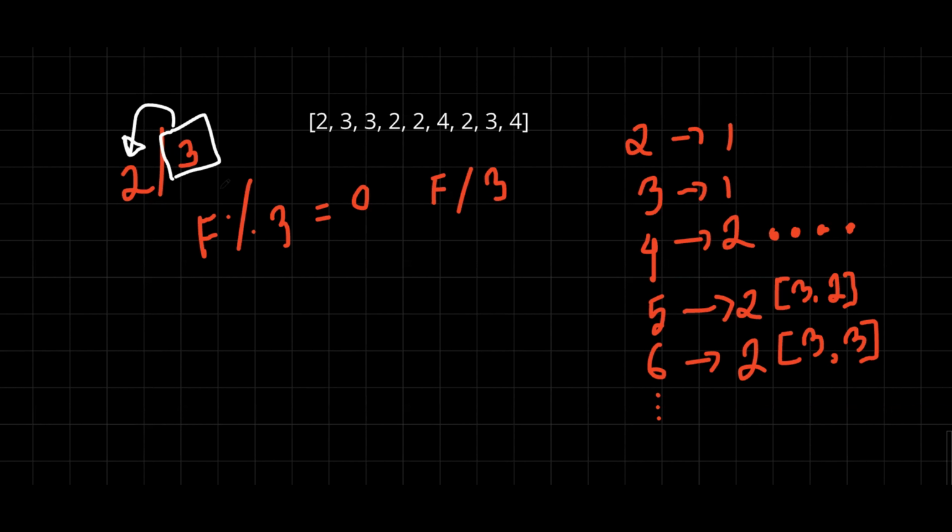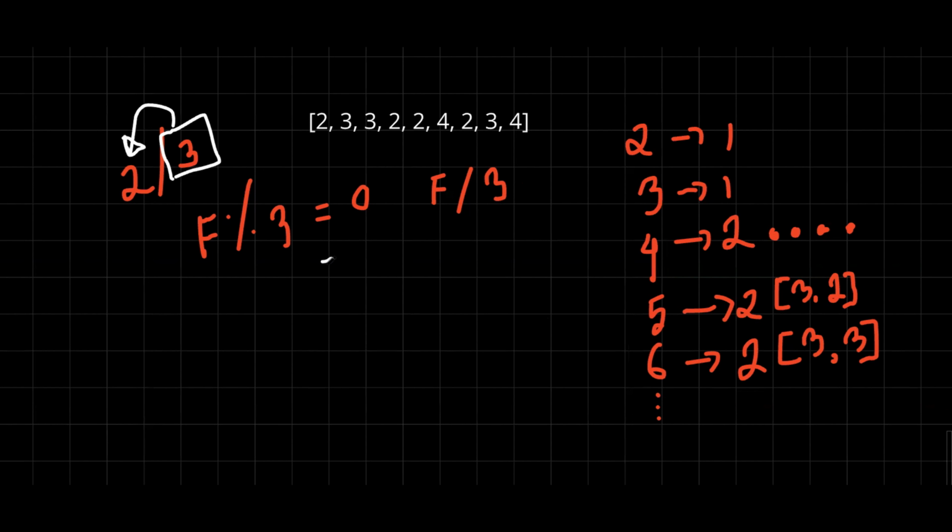So that's why we are performing the modulus operation with the frequency and 3. And if the frequency is strictly divisible by 3, suppose in this case, which is 6, here we have to divide the frequency by 3. So here 6 divided by 3 will be 2.